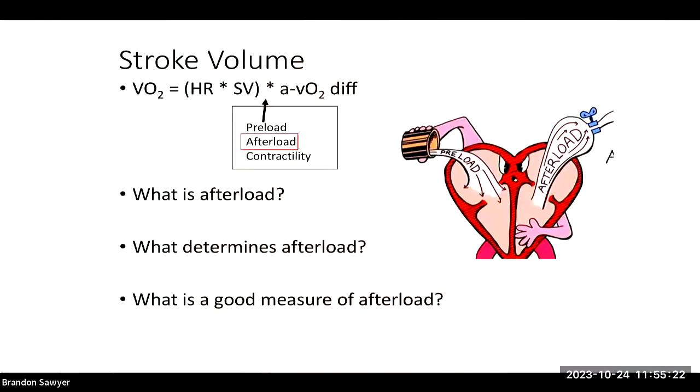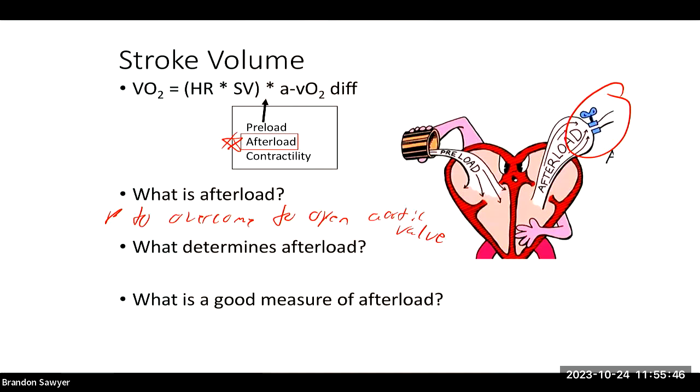Okay. All right, so second factor related to our stroke volume is our afterload. Okay, so we already said afterload is the pressure to open the aortic valve. All right, how much pressure do we have to overcome? It's kind of showing there with that clamp on the end of the aorta, right? And we already said what determined our afterload would be our blood pressure. And then we said average blood pressure or mean arterial pressure is a good measure of that.